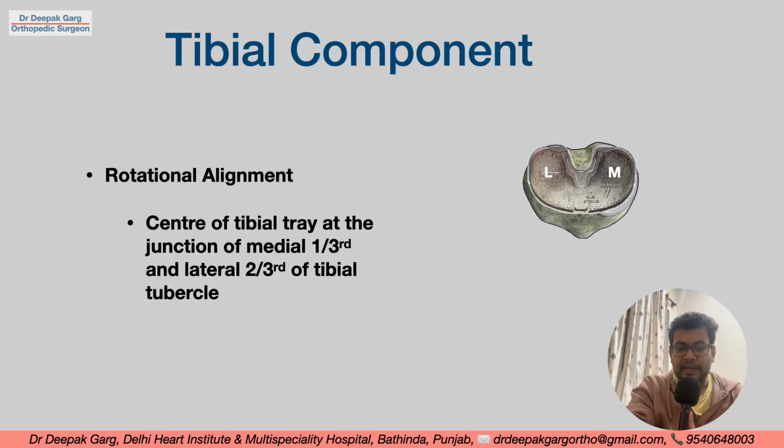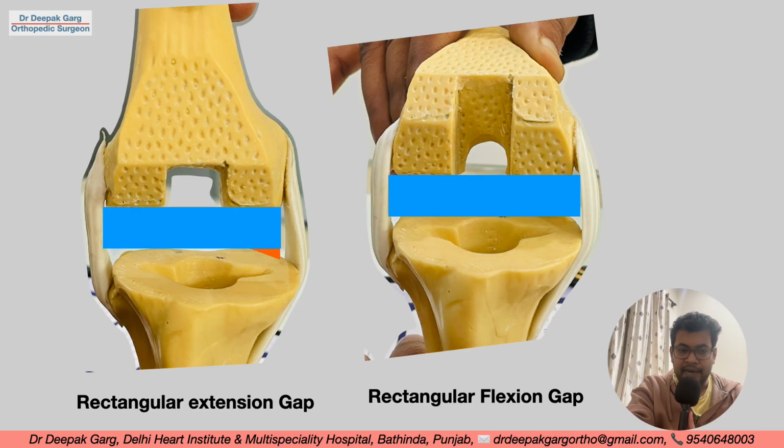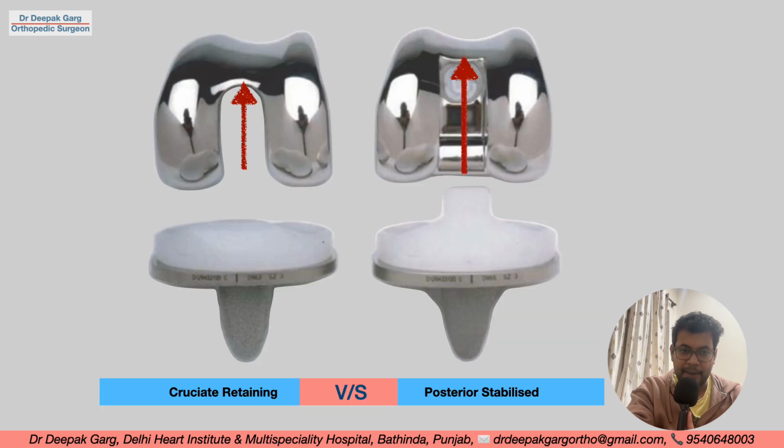Now the alignment of the tibial component. This is the last step that we usually do in our total knee replacement surgeries. With the static method, medial 1/3 and lateral 2/3 of the tibial tubercle, we take a reference and then we take a tibial rotational alignment, and we create a rectangular extension gap and a rectangular flexion gap.